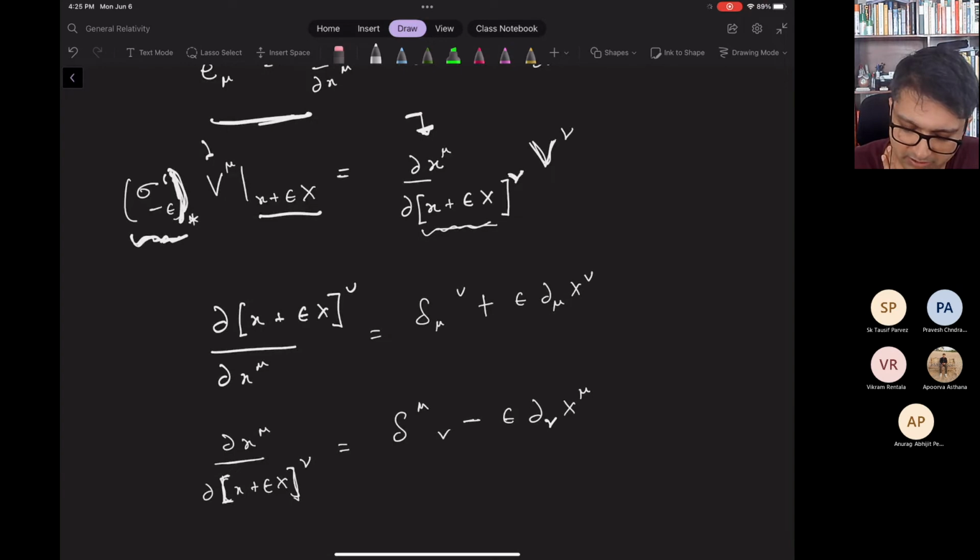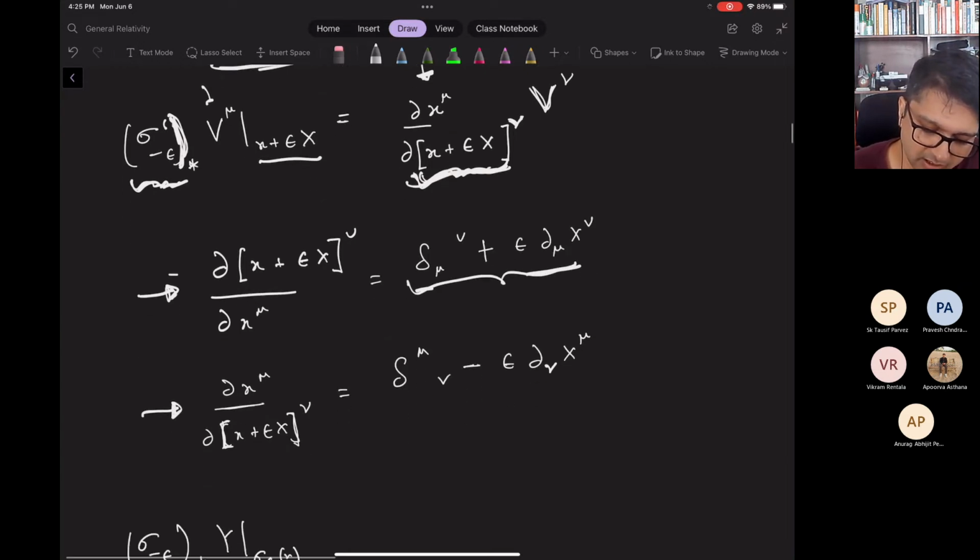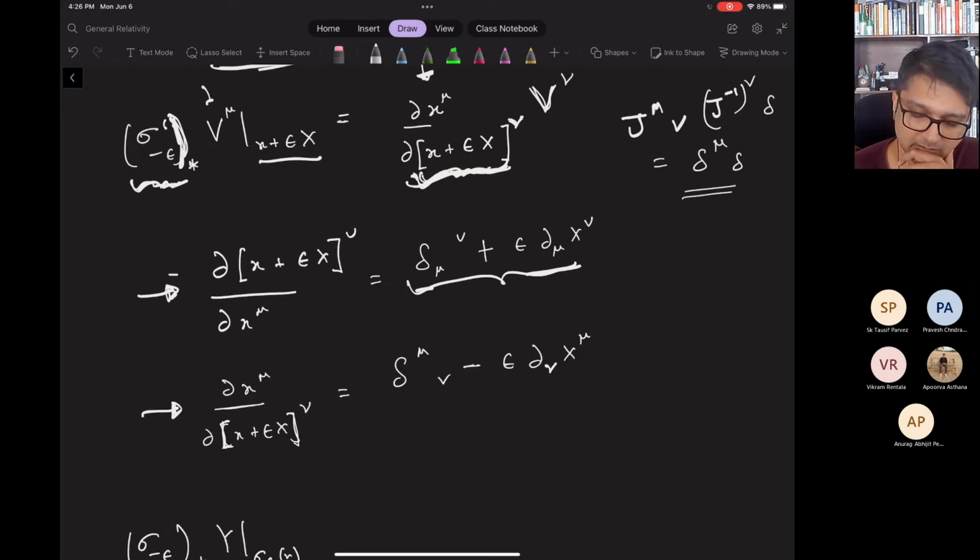It's not very hard to show this, but you can work it out. It's easier to work out this derivative because capital X depends on x. And so when you work out this derivative, you get delta mu nu plus epsilon partial mu x nu. So this is the inverse Jacobian. If you call this the Jacobian, this is the inverse Jacobian, and so you need to invert this quantity. That's what we want to evaluate here. If I have J mu nu, the inverse Jacobian is J inverse, and the product of these two should be the Kronecker delta.